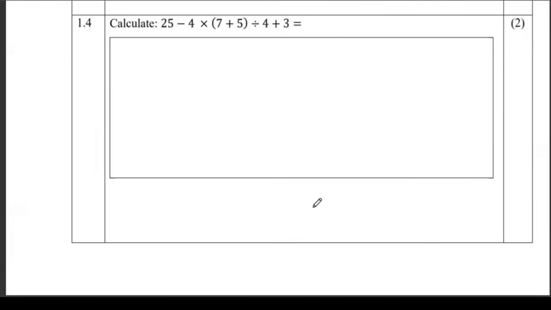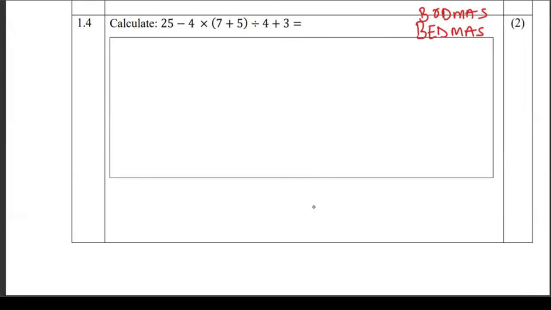And then 1.4, where we have the order of operations. So we have more than one sign. In cases where we have more than one sign, apply BEDMAS, or sometimes people call it BODMAS: brackets, division, multiplication, addition, and so on.